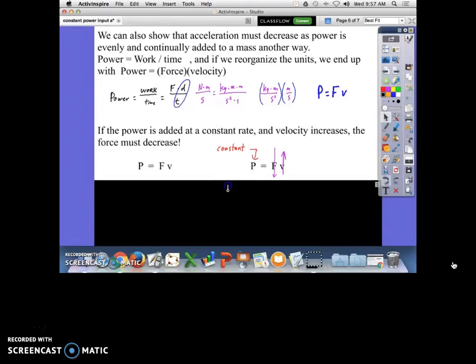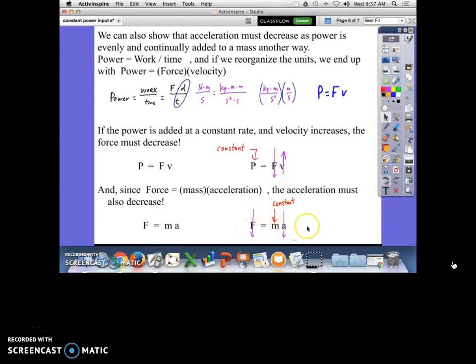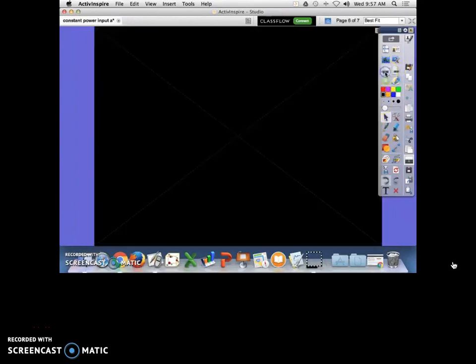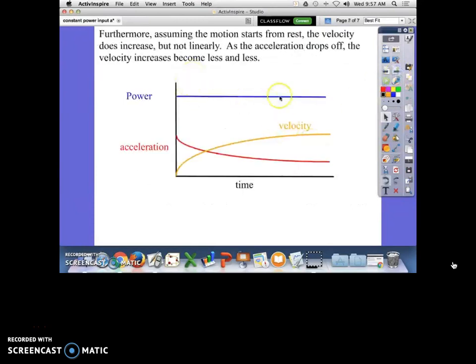And you don't think about that in the problems because they always give you a constant acceleration. And since the force must decrease, with F equals ma, and the mass of the object, let's say, isn't changing, it's staying a constant, if the force goes down, it must be the case that the acceleration is also decreasing. So we've come up with another way to show this data. As the power is added constantly, the acceleration decreases and decreases as the object goes faster.